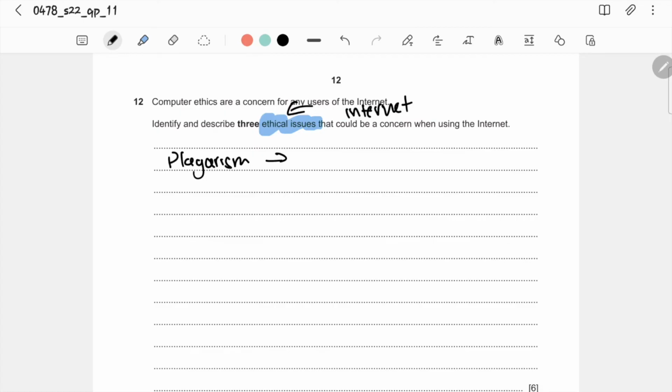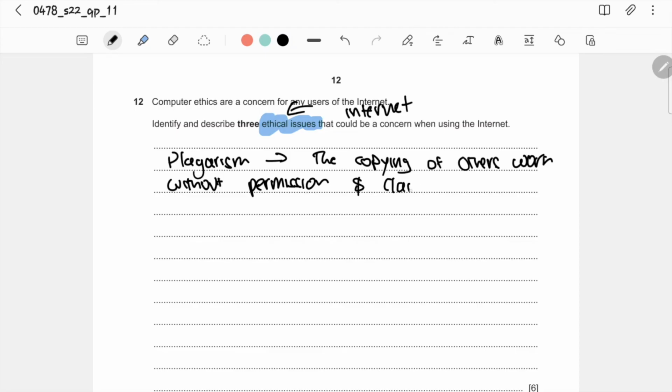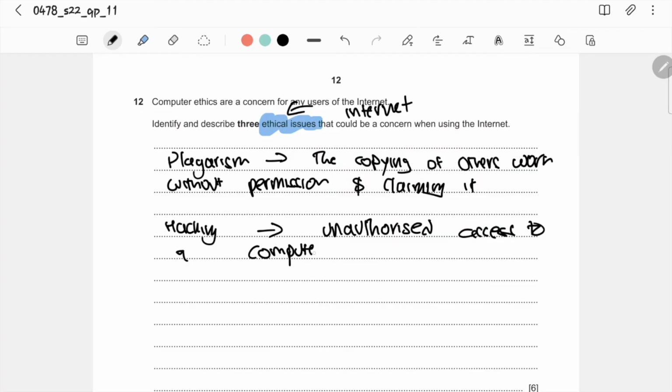Okay, plagiarism is the copying of others' works. Okay, copying of others' work without permission. Okay, and you are claiming it. Okay, then we can mention hacking, because hacking is done under the internet. So that you just say unauthorized access to a computer. That's just the standard definition of hacking.